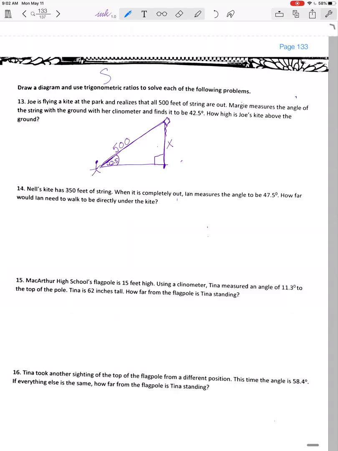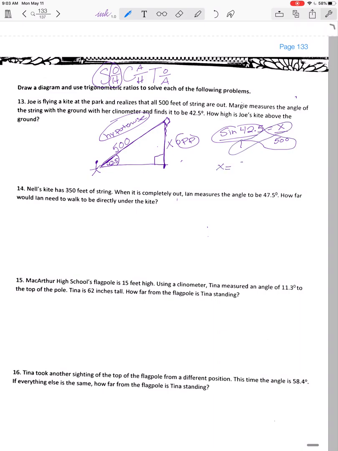Now don't forget, SOHCAHTOA. So I have my opposite and I have my hypotenuse. Opposite and hypotenuse is here, so that means I'm using sine. So I'm doing the sine of 42.5 equals x over 500. So we're going to cross multiply. And we end up with x equals 500 sine 42.5.